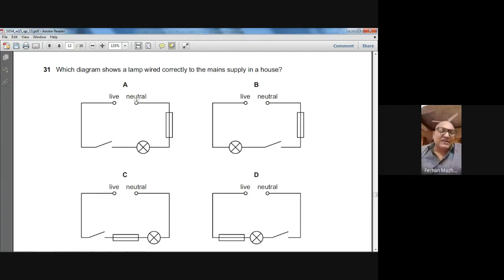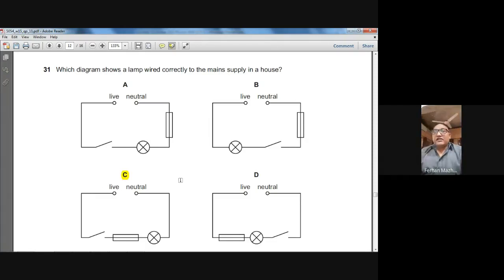If you put a switch in the neutral wire, if you put a fuse in the neutral wire, if you put both of them in the neutral wire, this is wrong. We don't do it like this. This is not safe. The fuse and the switch should both be in the live wire. So among the options, D is the right one.